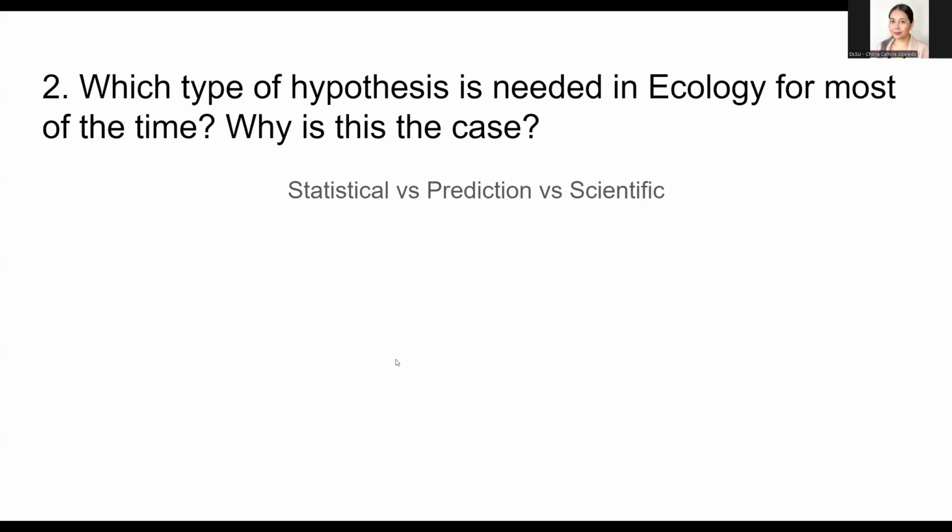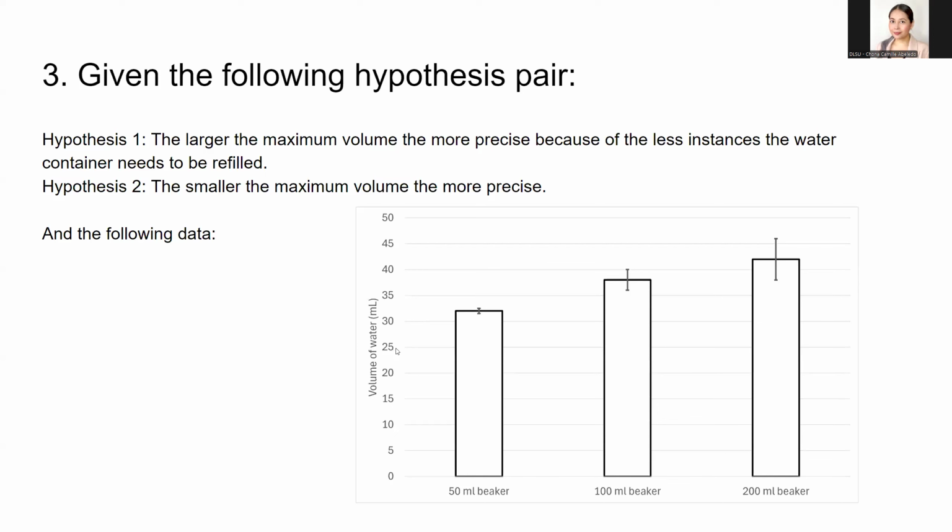Okay, so let's move on to question number 3. Given the following hypothesis pair: the larger the maximum volume, the more precise because of the less instances the water container needs to be refilled, and hypothesis number 2, the smaller the maximum volume, the more precise. So you'll notice that the hypotheses are designed such that hypothesis 1 focuses on the larger the maximum volume, and it's the one with an explanation, and the second one provides its opposite.